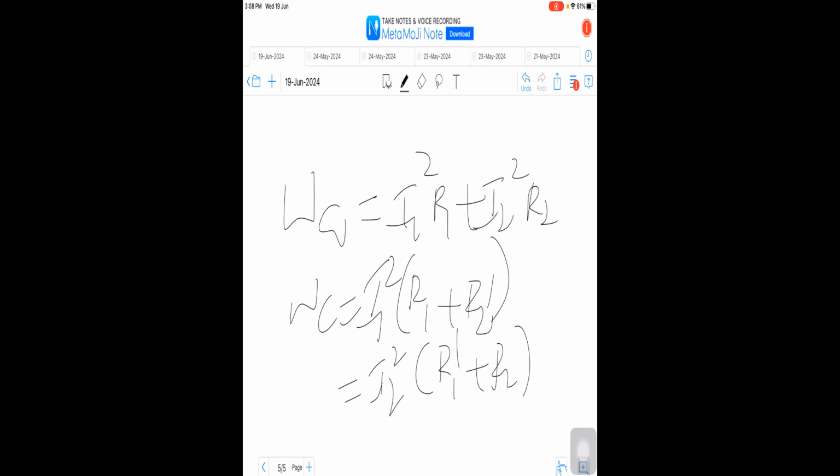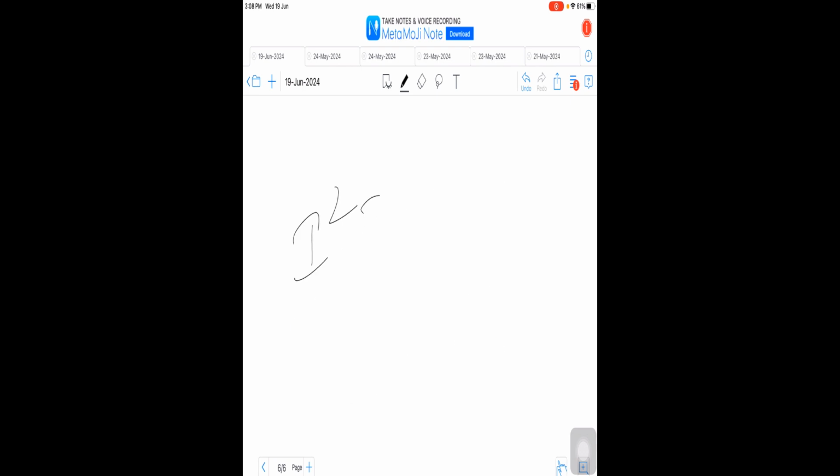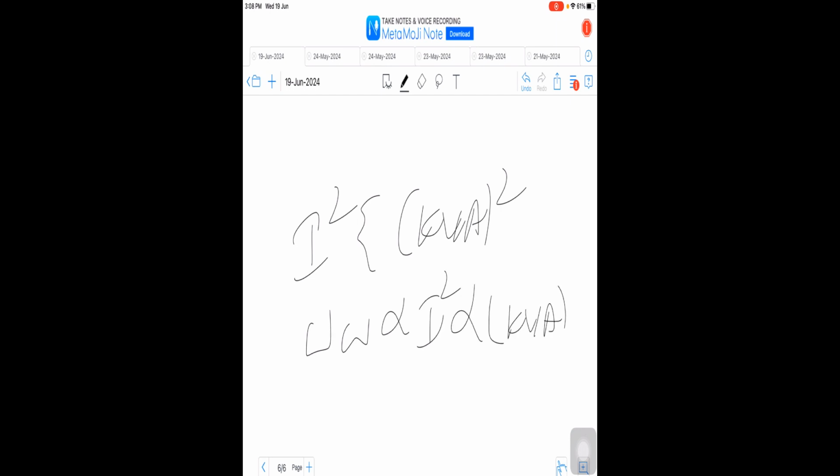From this equation, we can say that copper loss is directly proportional to I square and also to KVA square. So Wcu is proportional to I square and further proportional to KVA square. As the current changes, copper loss also changes. Hence, it is called variable loss. The copper loss also can be minimized by designing the winding with low resistance. So this is about iron and copper losses.